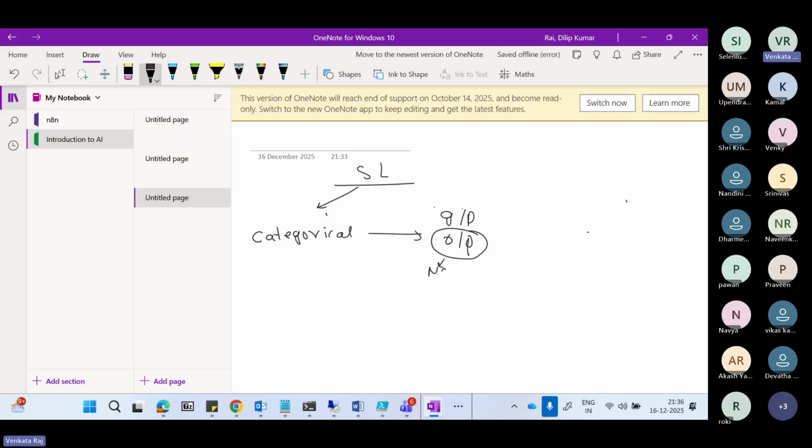Okay, name, state, etc. Okay. So two types of supervised machine learning.